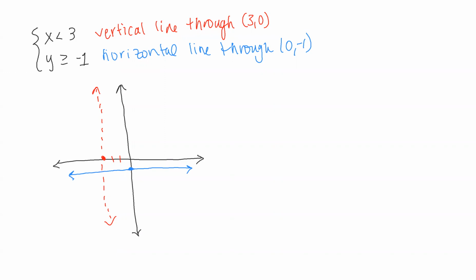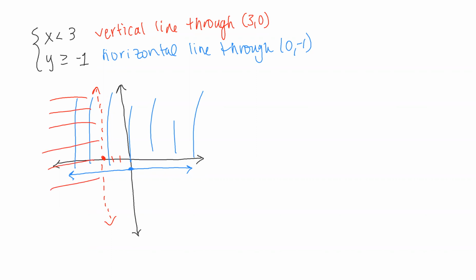We want to be above the blue line because we are greater than. But for the red line, we either have to be to the left or to the right. And since this is x is less than, we want to be to the left of the red line. So again, we want to be above the blue line. We want to be to the left of the red line. So our solution is where all of this shading overlaps. So our solution is here. All right. So that's pretty much it. That's systems of linear inequalities.